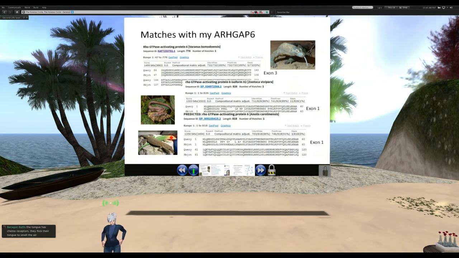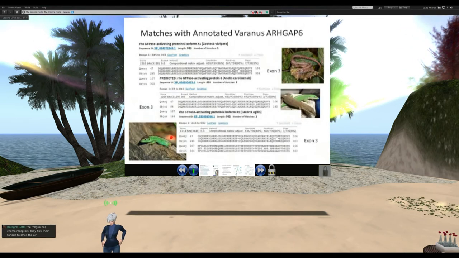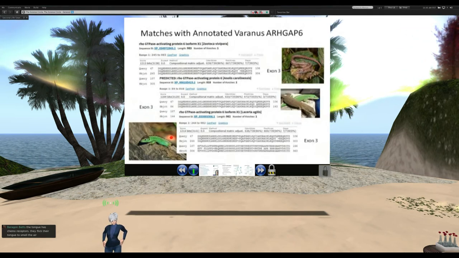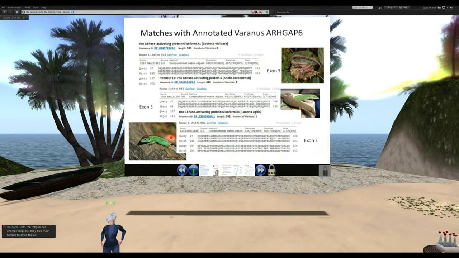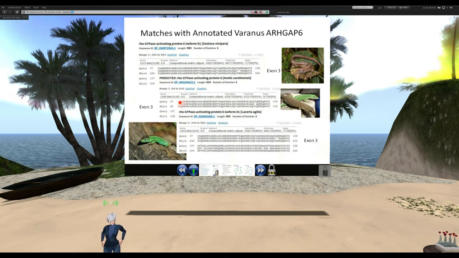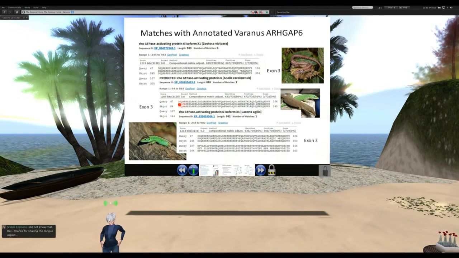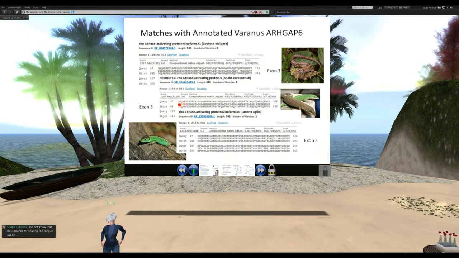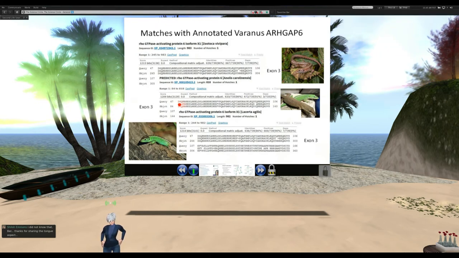So I did find matches with exons 1 and 2 in two other lizards. If I tried that with the Varanus annotation, I did not find any matches to any lizards until this part where they come together. So they start at the D, G, Q, K. So I have a lot of faith in the annotation that I put together.